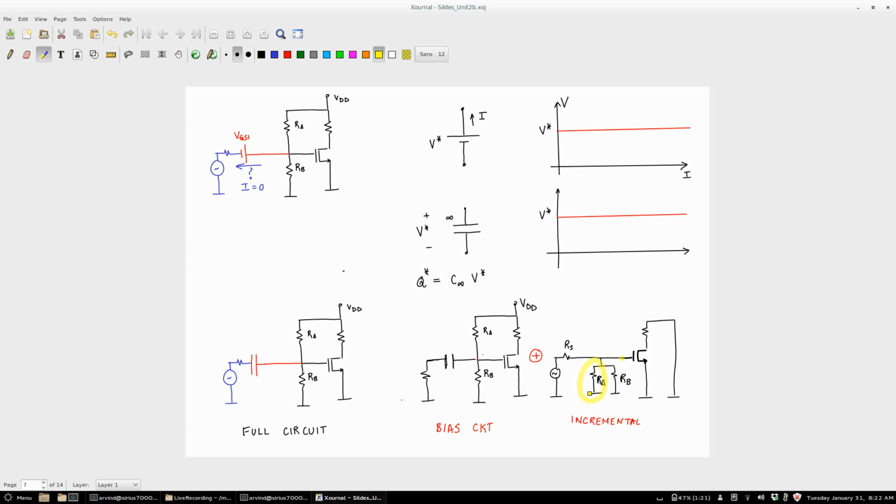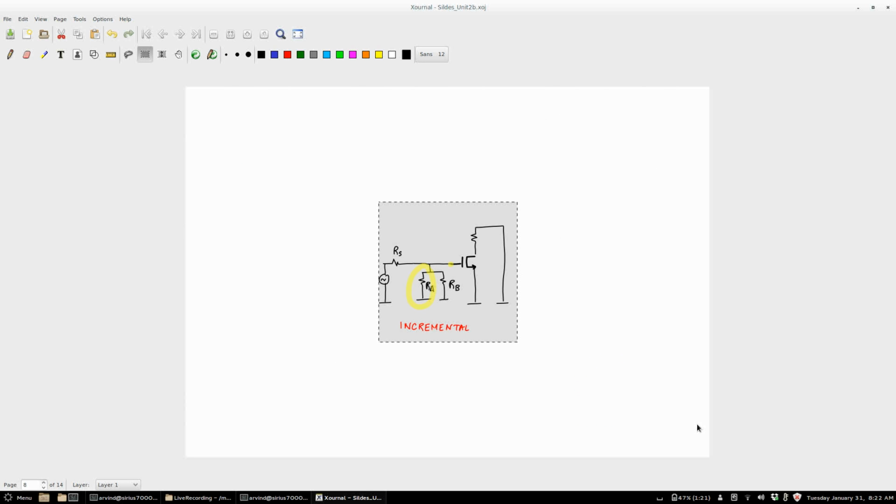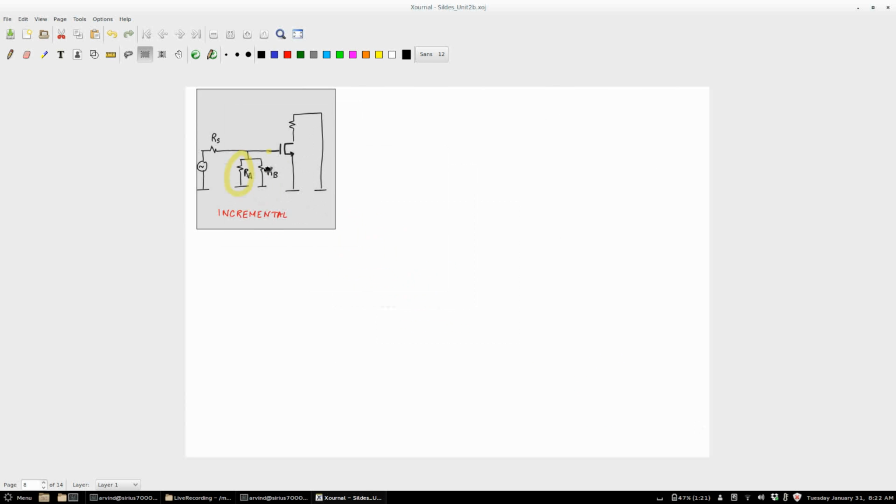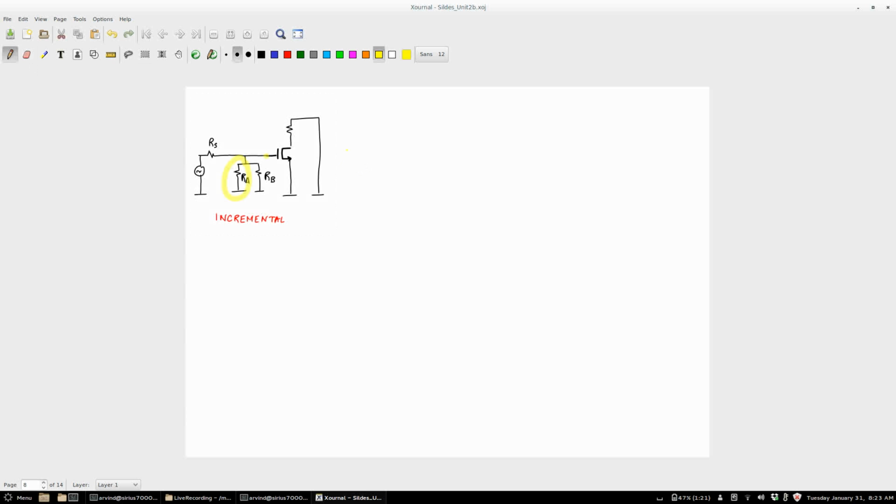So is everyone comfortable with RA? In the incremental circuit you do not have this VDD, so basically RA will go to ground. So instead of connecting it there, I just connect here. All right, so this should work, right? This basically solves the problem of your input.